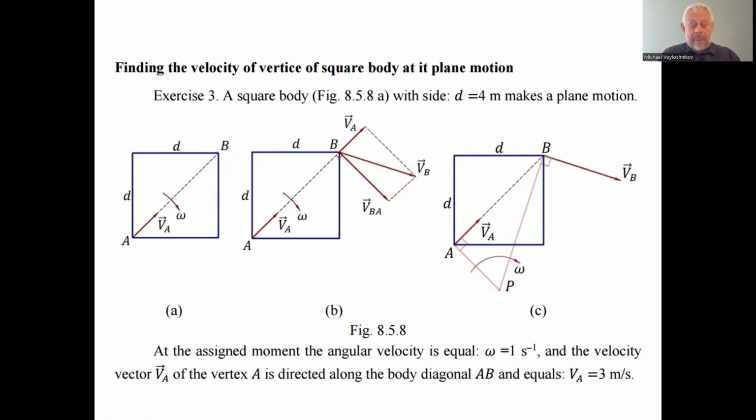Exercise 3. The same square body, shown in the previous figure, with side 4 meters, makes a plane motion. At the given moment the angular velocity is equal to 1 radian per second. And the velocity vector VA of the vertex A is directed along the body diagonal and equal to 3 meters per second. We have to find the velocity of the point B. This is about the same.